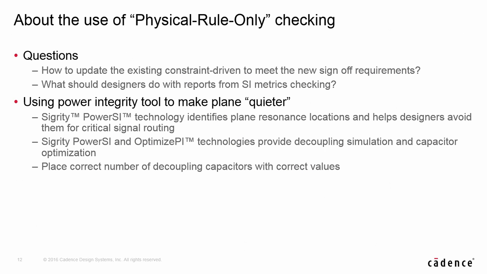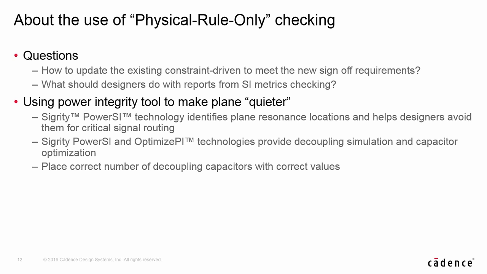The remaining question now is whether the constraint-driven flow will still be valid. What should the designers do with the checking result from SI matrix? We should remember the goal of any design checking is to use other, more detailed simulation tools to evaluate the severity of the problem found and for designers to decide if any modification is needed. With the power-aware checking, the goal is the same.